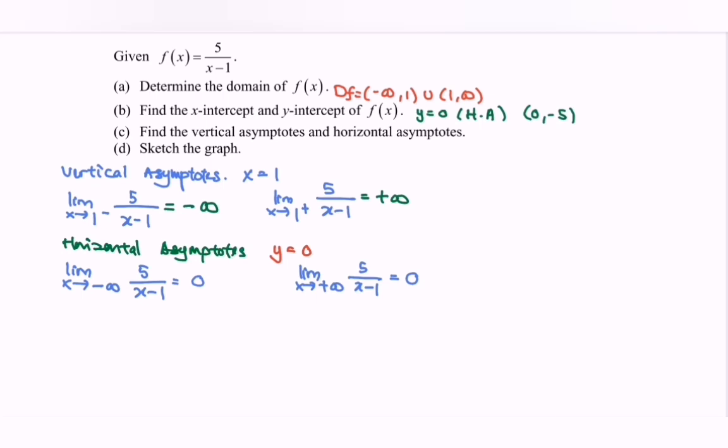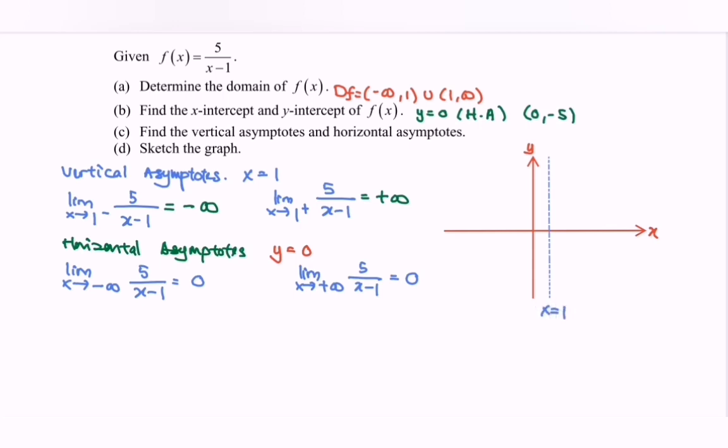Next is to sketch the graph. Here we have the xy axis. Kindly refer to A, determine the domain of the function f(x). So here we have the domain negative infinity until 1, union 1 until infinity. The 1 is not included. So that is the vertical asymptote. So kindly illustrate the situation. So here we have the vertical asymptote, x is equal to 1.